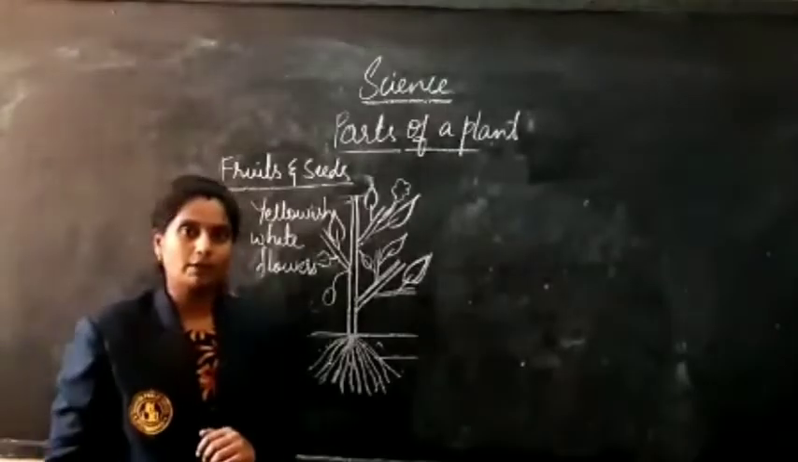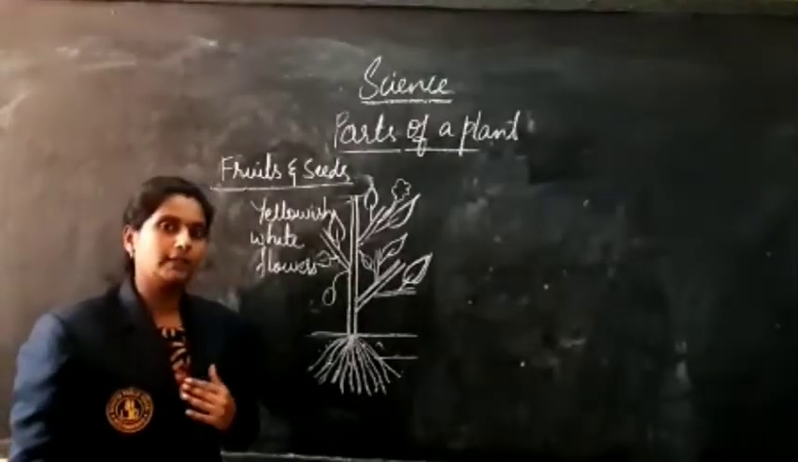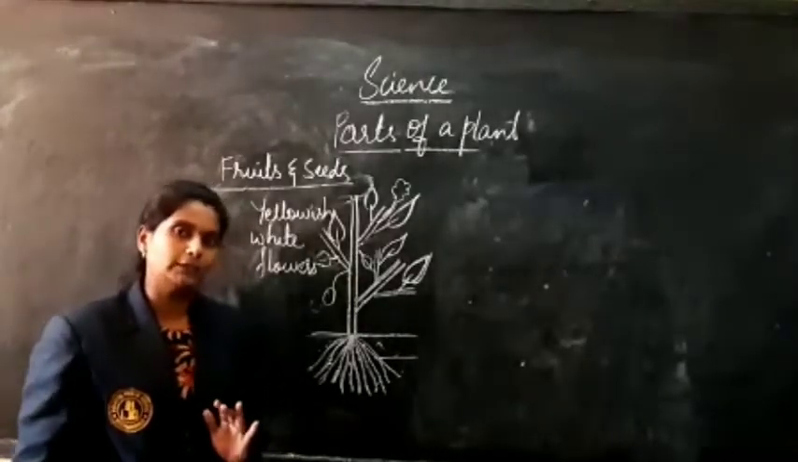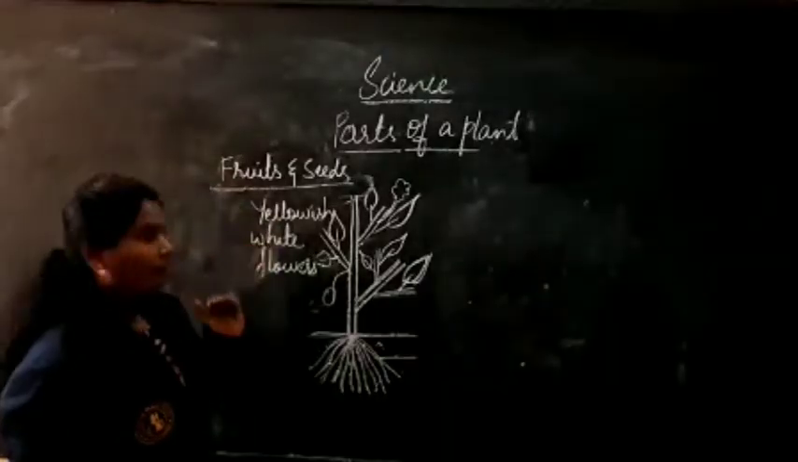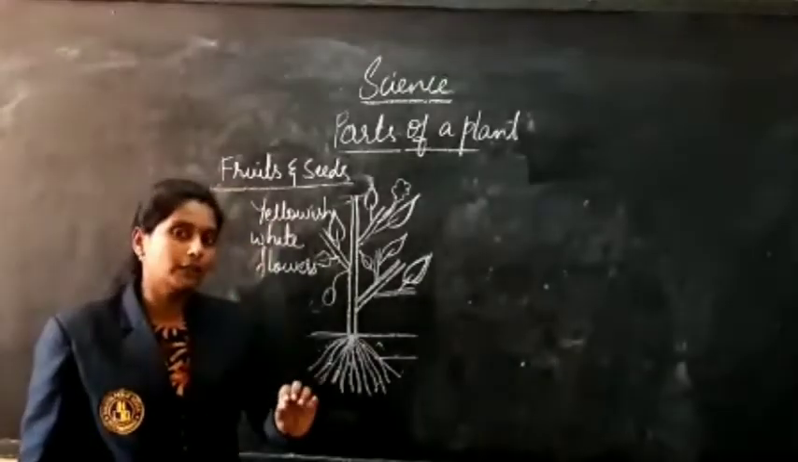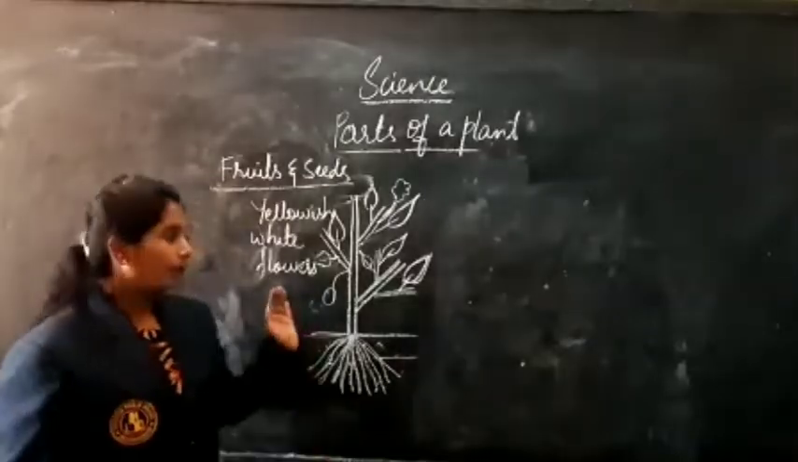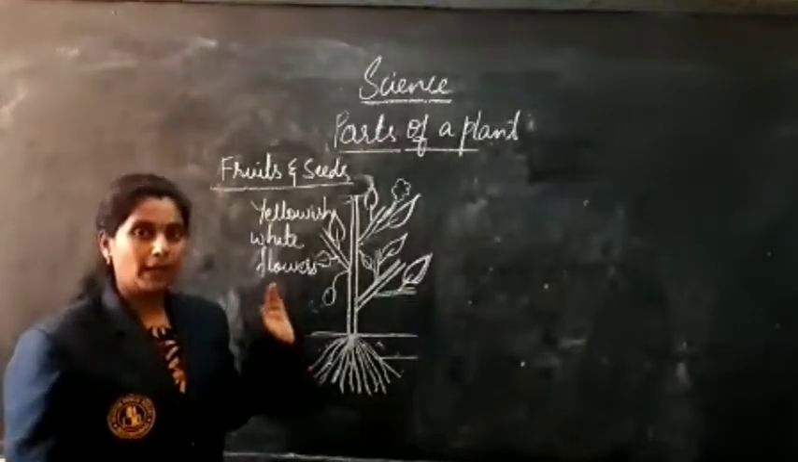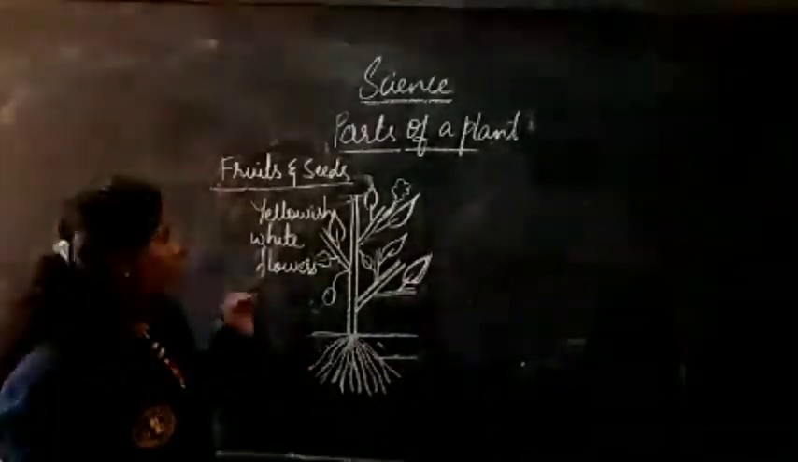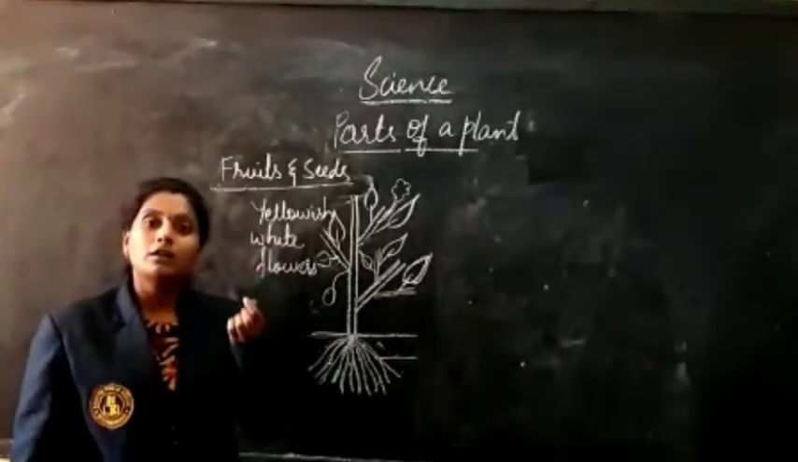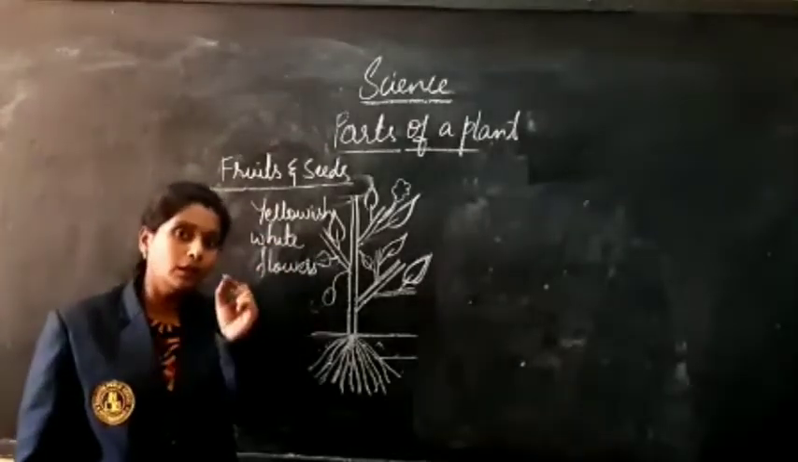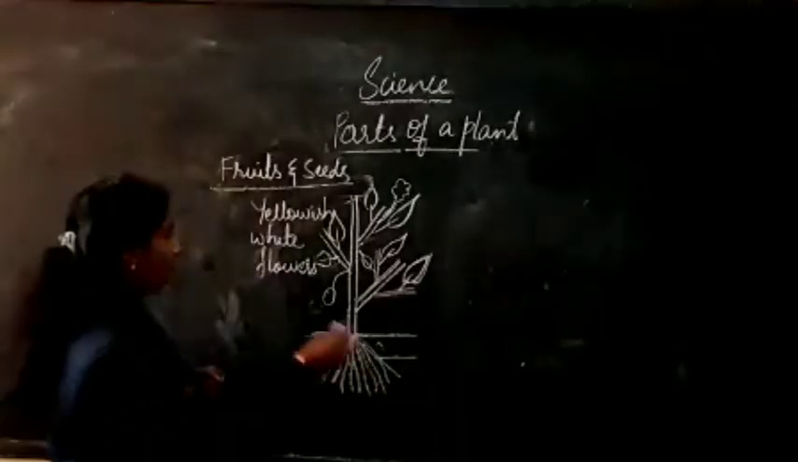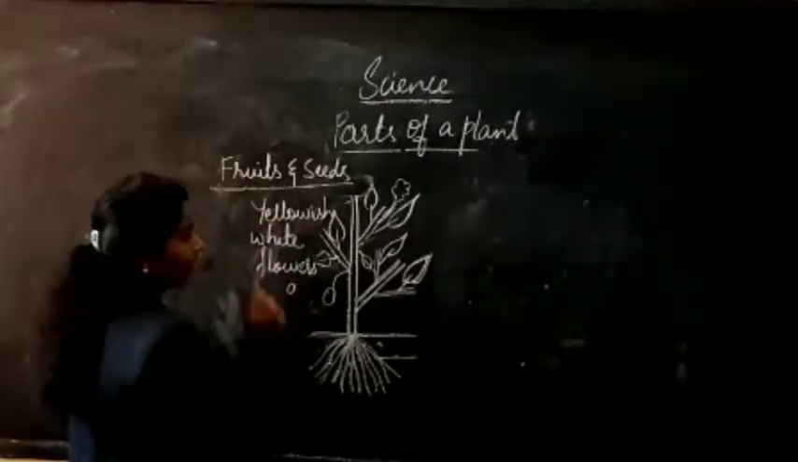Yellowish white flowers. Later on, after 2 to 3 months, these yellowish white flowers start converting into a fruit. The plants which are bearing the flowers will start converting them into fruit. Small size fruits, they will be converting.